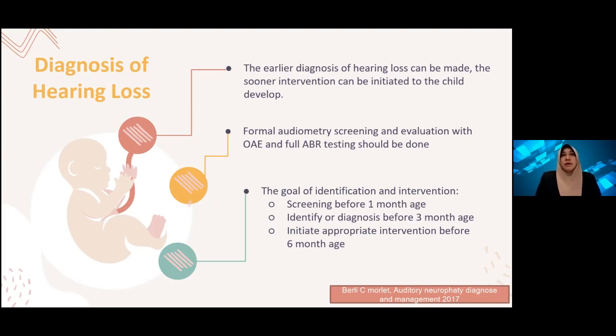It is because of this early identification effort that interventions are able to begin early in a child's life. The goal of this program is to screen before age 1 month, identify all children with a permanent hearing loss by age 3 months, and initiate appropriate intervention by age 6 months.